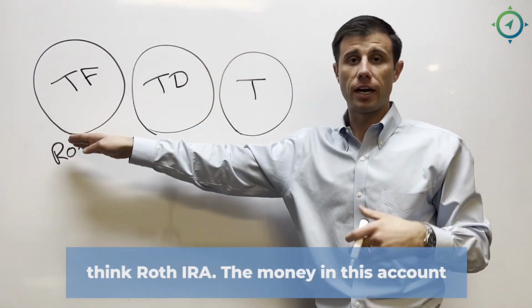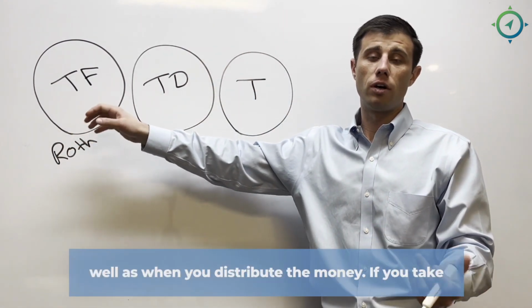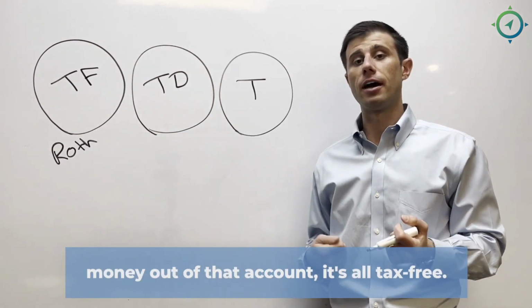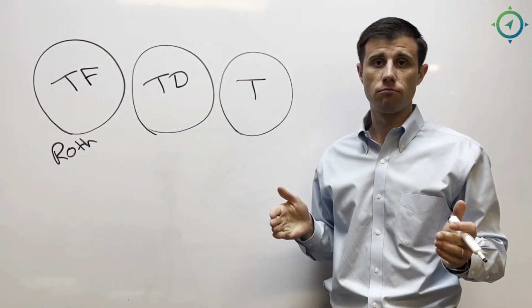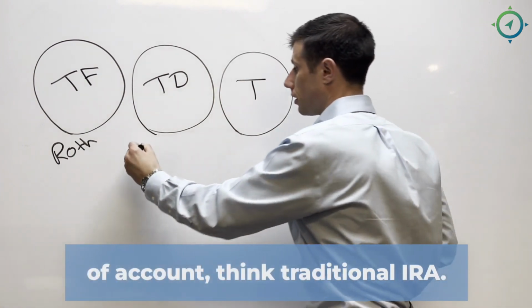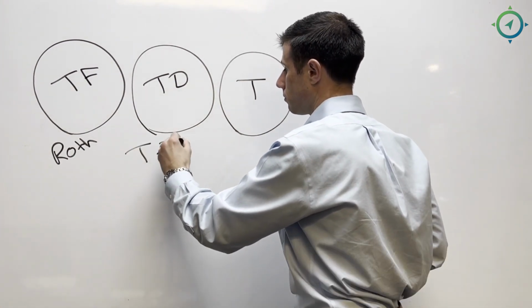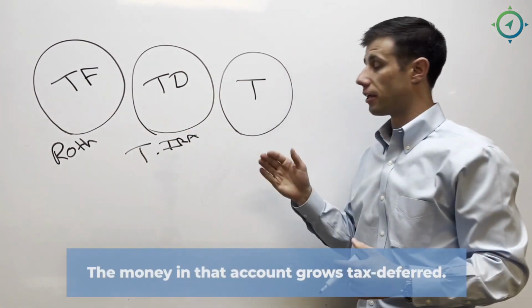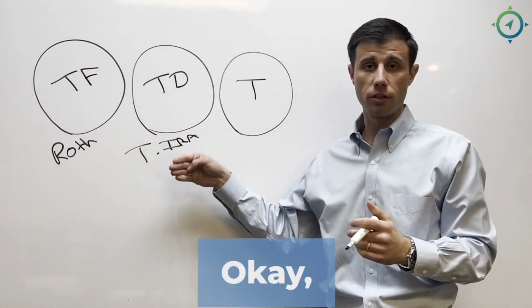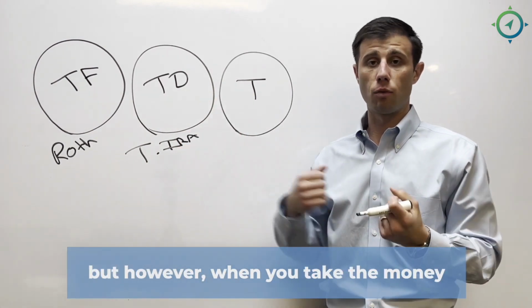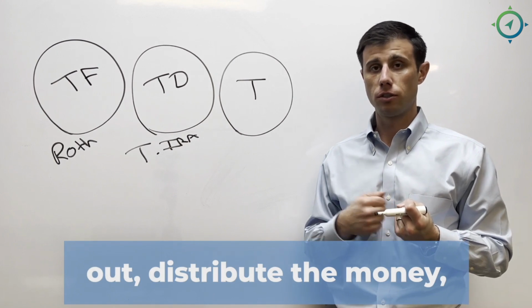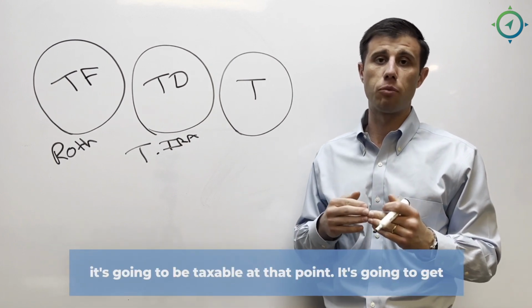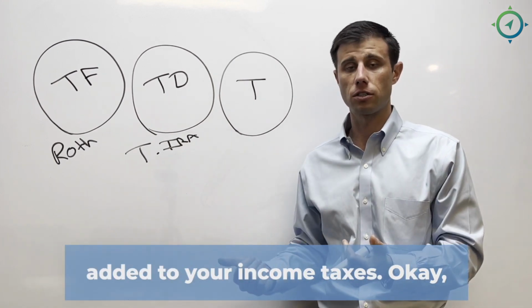The money in this account grows tax-free, as well as when you distribute the money, if you take money out of that account, it's all tax-free. Okay? The next type of account, think traditional IRA. The money in that account grows tax-deferred. Okay, but however, when you take the money out, distribute the money, it's going to be taxable at that point. It's going to get added to your income taxes.